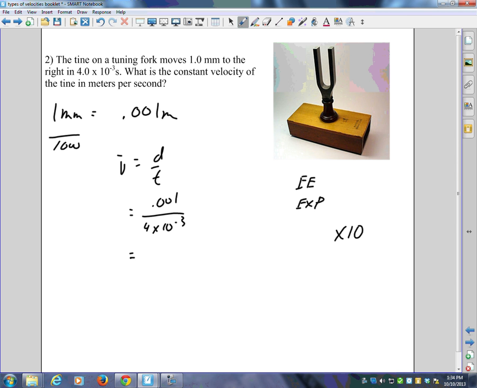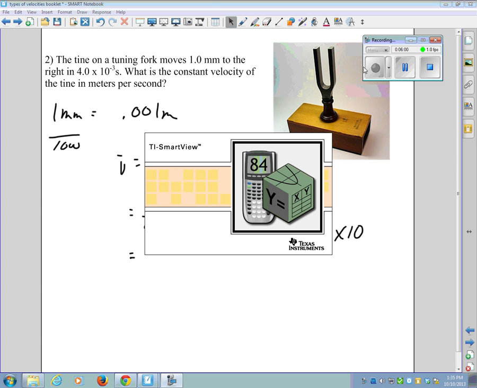Okay, so find an EE or an EXP button. Quite often the EE is a second function one, and the EXP is just a plain old button one. You may need an actual scientific calculator. I don't know if the iPod or iPhone calculator actually has that. Okay, so now what you're going to do is go 0.001 divide by, and then 4 EXP minus 3. And I'm just going to show you that on my calculator up here. While that's loading, I can tell you that the answer should be 0.004 meters per second.